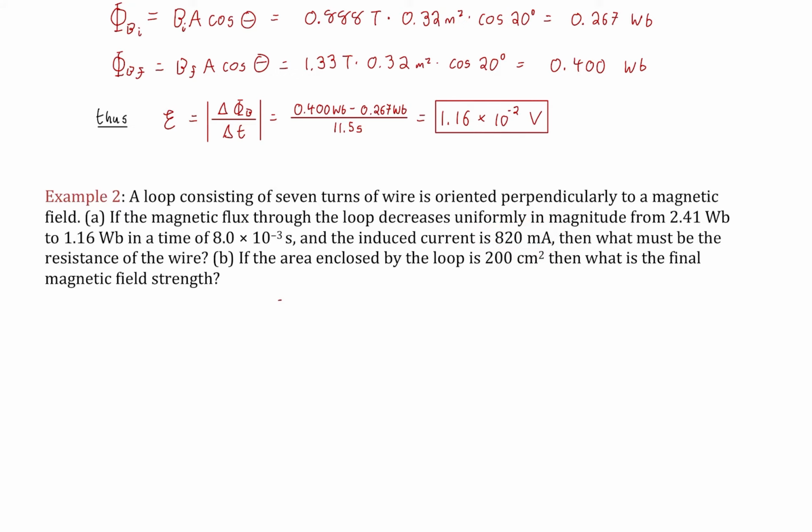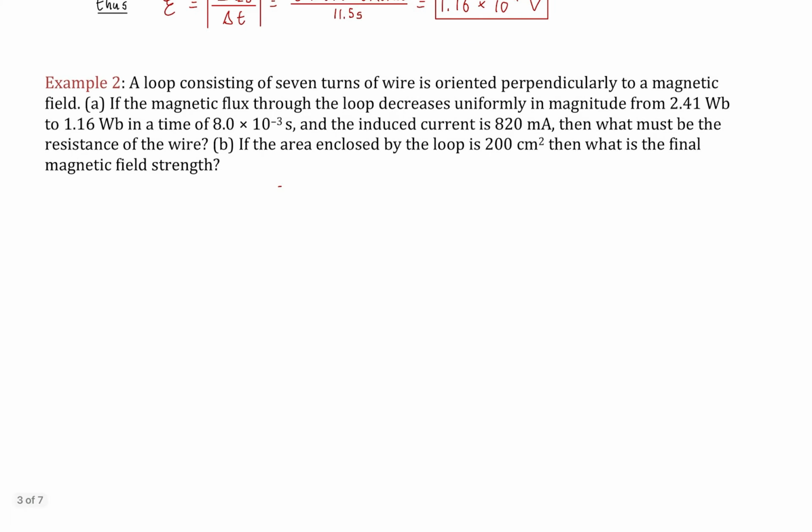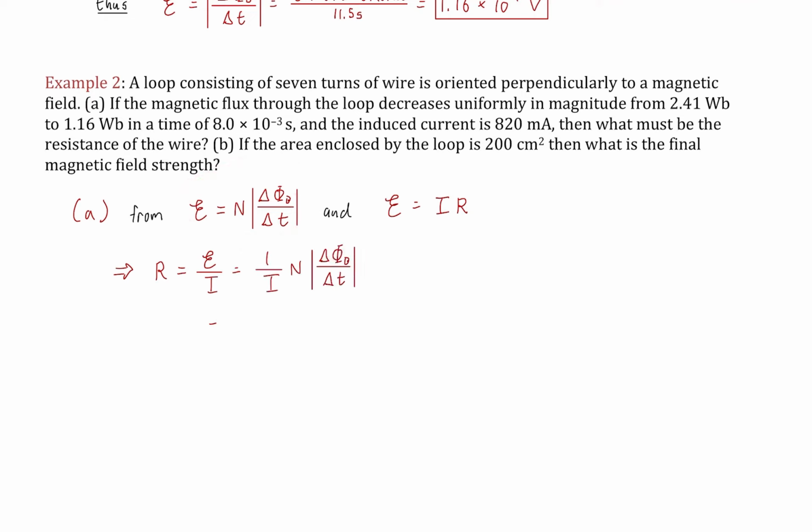So this one we are going to consider wire. We do have a full loop in this case. So let's consider what's going on. From Faraday's law, we have this expression, and here we have Ohm's law. So we can solve for the resistance from Ohm's law, and then insert our expression from Faraday's law to find that the resistance is going to be 1 over the current times N, the number of loops, times the absolute value of the change in flux over the change in time.